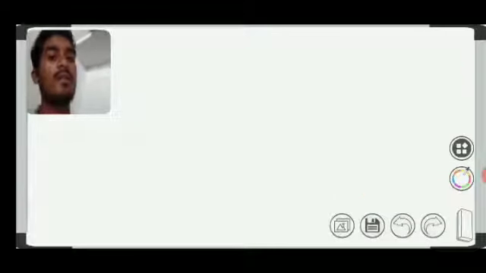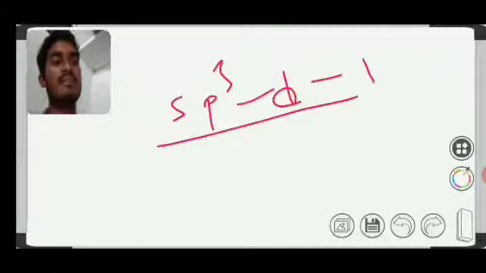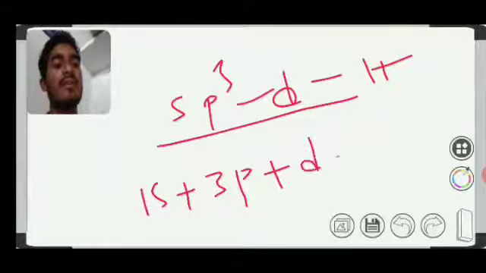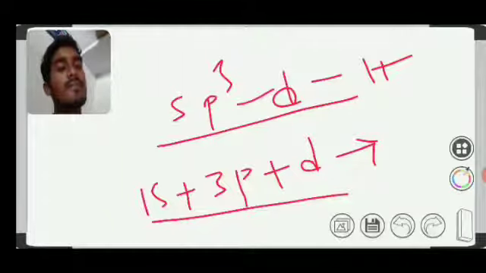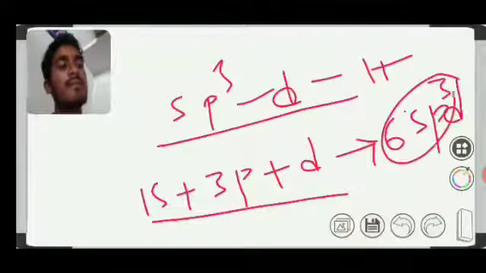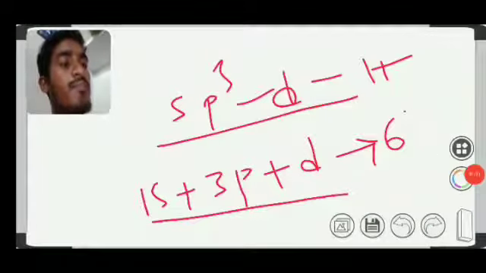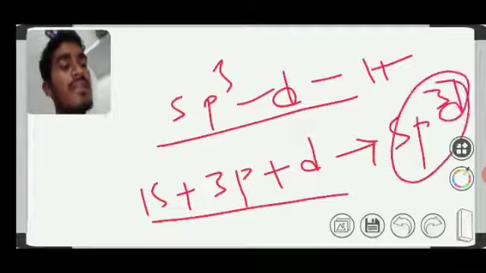For example, in sp3d hybridization, 1 s orbital plus 3 p orbitals and 1 d orbital produce 6 sp3d orbitals. So sp3d hybridization will be produced.